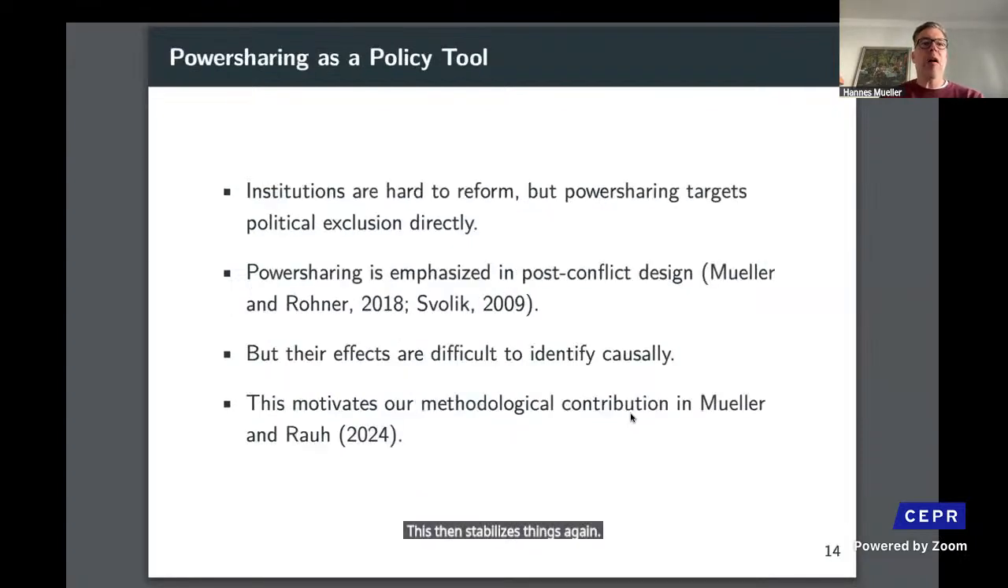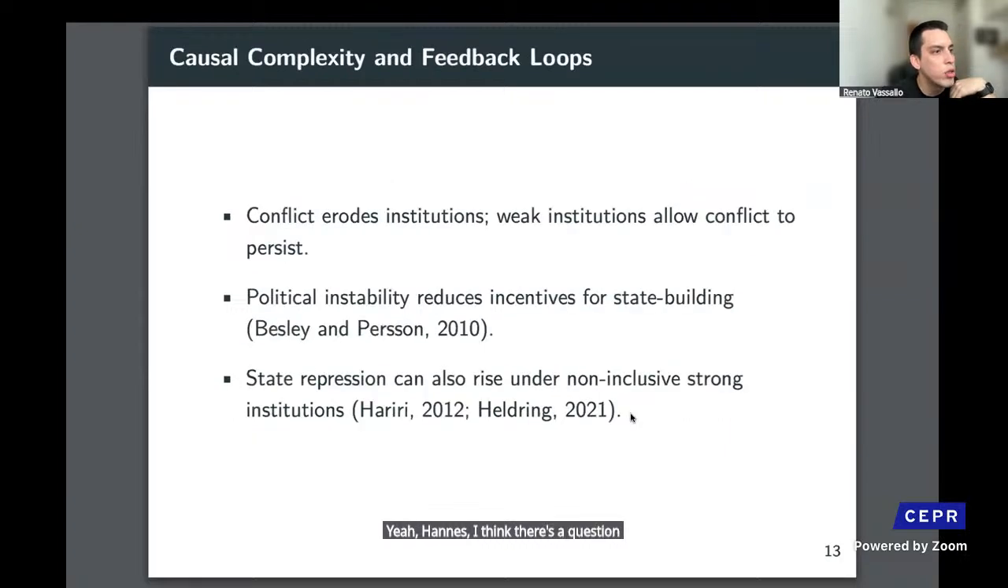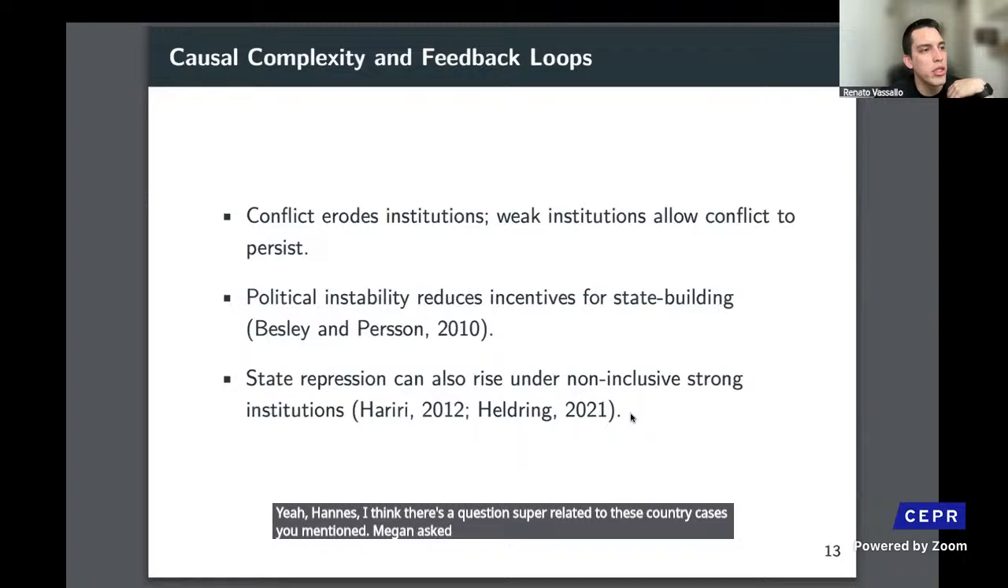Okay, I will now want to, okay, yeah, Renato. Yeah, Hannes, I think there's a question super related to these country cases you mentioned. Megan asked, does your research include any insights on how these theories might explain successful non-violent civil resistance, such as the movements in South Africa, US, and India?